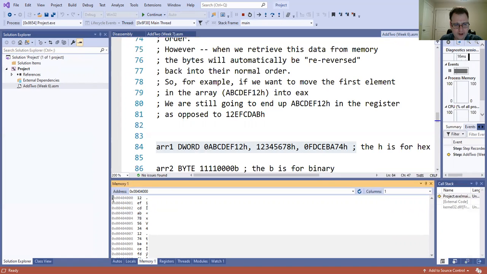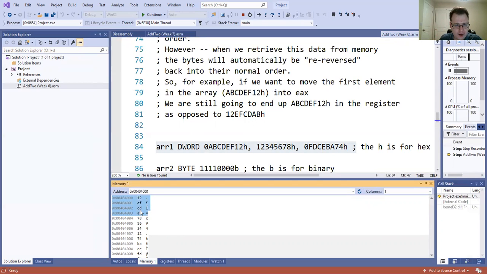So those 4 bytes together are all for the first of the 3 terms in the array 1 DWORD array. But because of little endian order, we always store the low byte first for that term. So that's why we have the 12, and then the EF, and then the CD, and then the AB. And like we mentioned last time, the bytes are going to be reversed if you actually, for example, move that into something like a register.